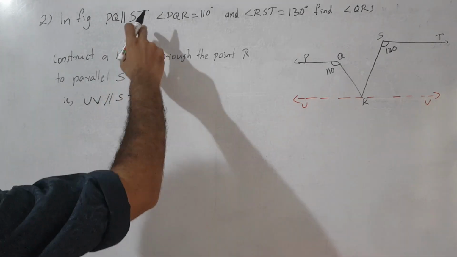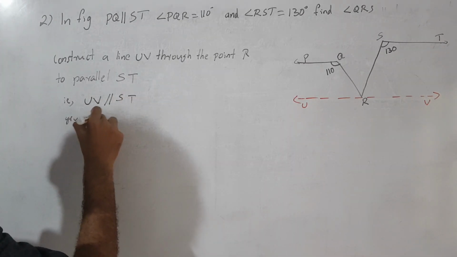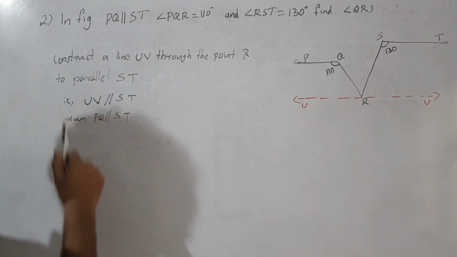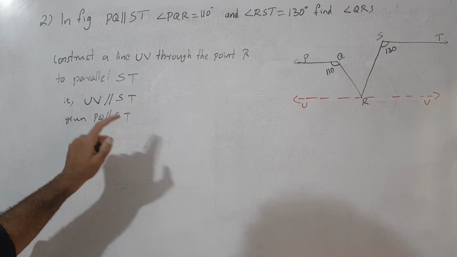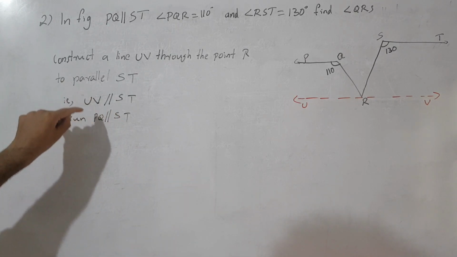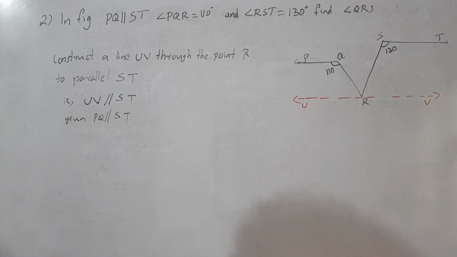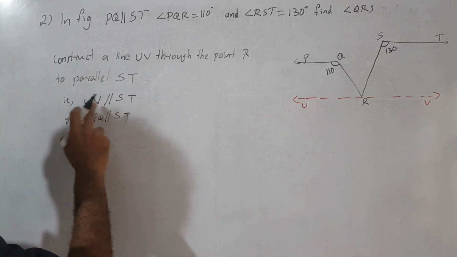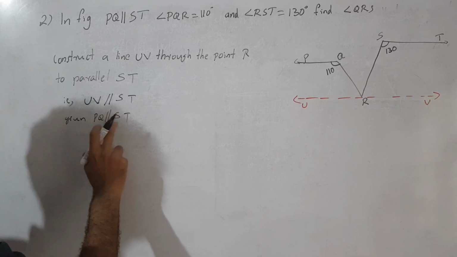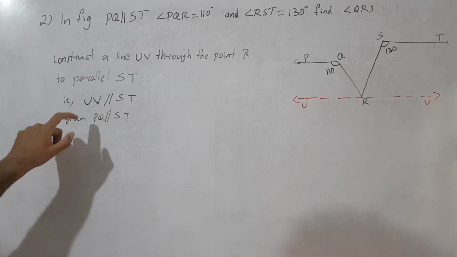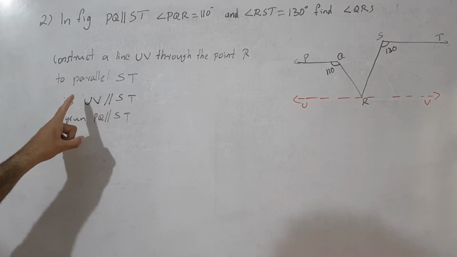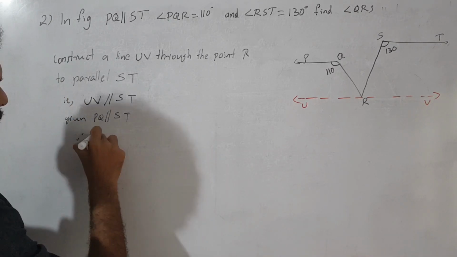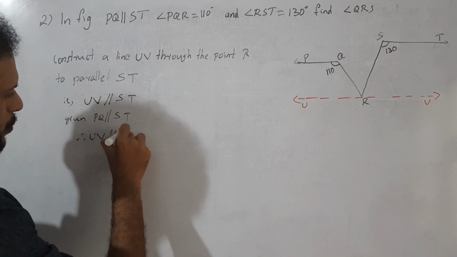And given PQ is parallel to ST, UV is parallel to ST, and PQ is also parallel to ST. Then comparing these two, what do we get? The two lines, UV is parallel to ST and PQ is also parallel to ST. Then by our previous result, we get UV is parallel to PQ. Therefore, UV is parallel to PQ.